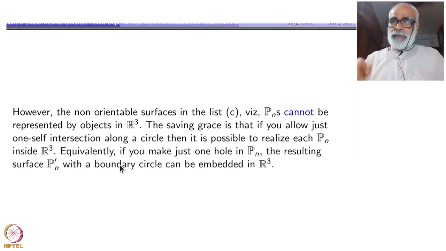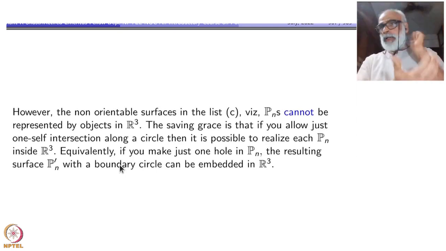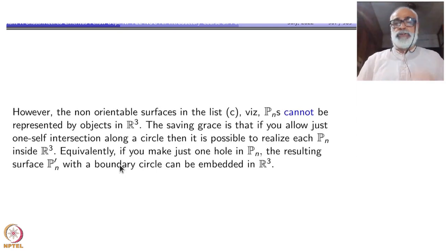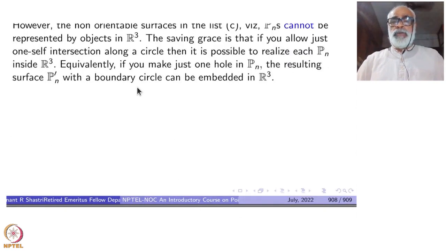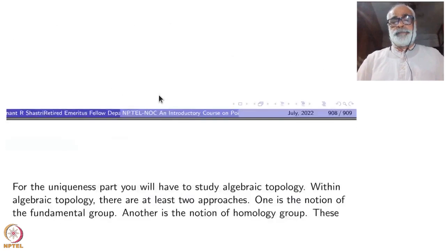Inside there will be a disk. So you remove that disk, which was extra. Then you don't have to cross at all. So that is how you can get this embedded circle. Embeddings after removing a disk.